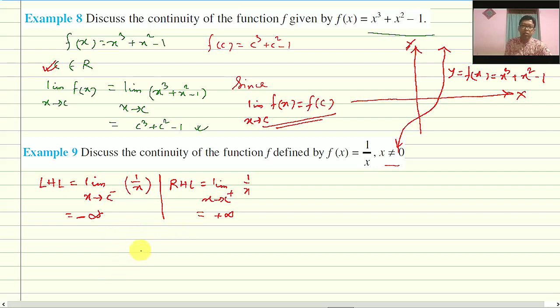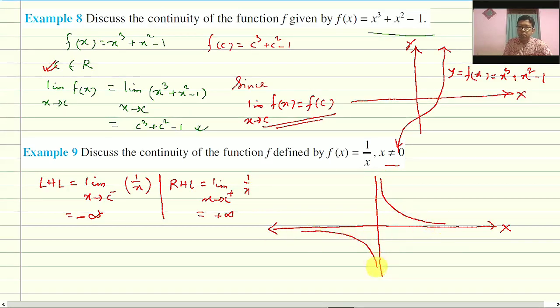Now I want to draw this one. You have already got this one in class 11 standard. This is a rectangular hyperbola. Actually, this is the domain line, and the curve is this one, like this.